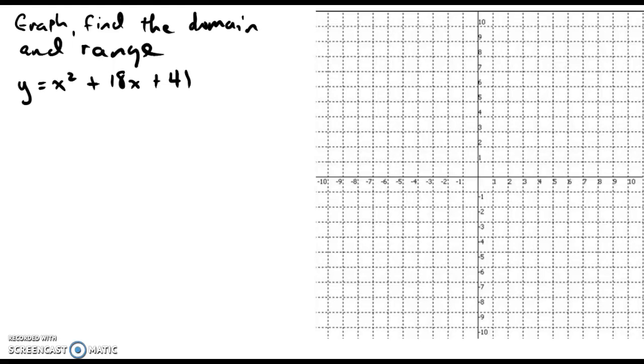So this question is asking us to graph this quadratic function and find the domain and range. What I am imploring you to do is to pause the video and try that on your own and compare it with my answer. After you find it, you can push play and check it against yours and make sure you got it correct.